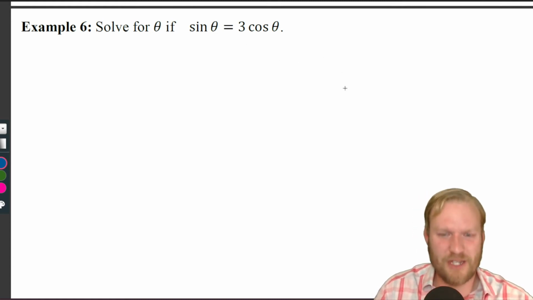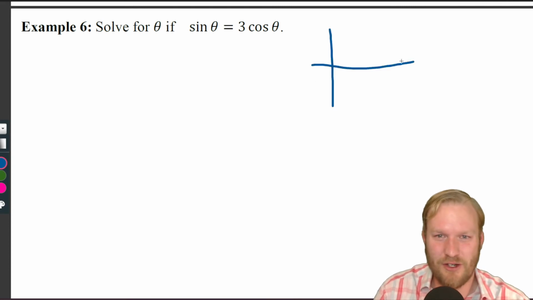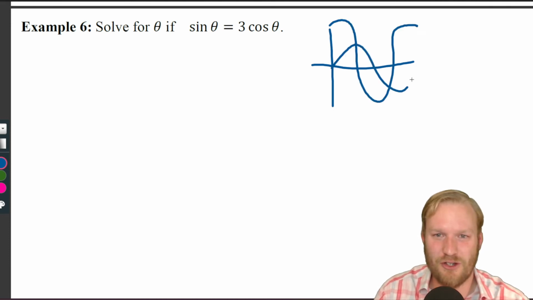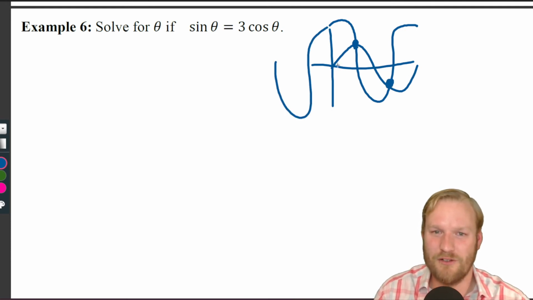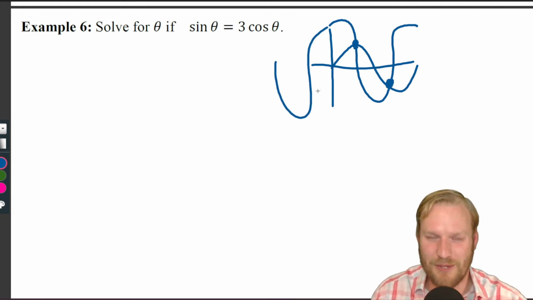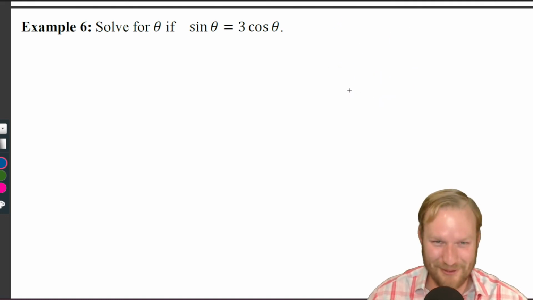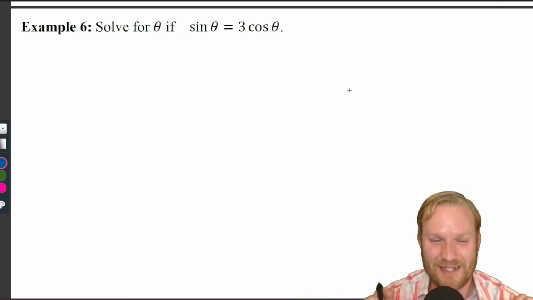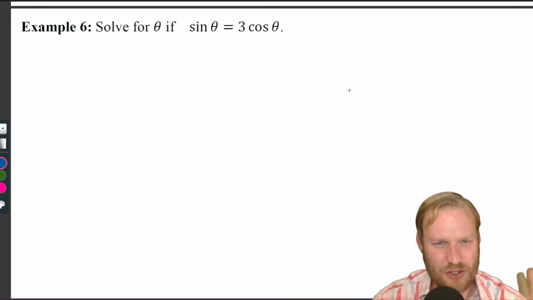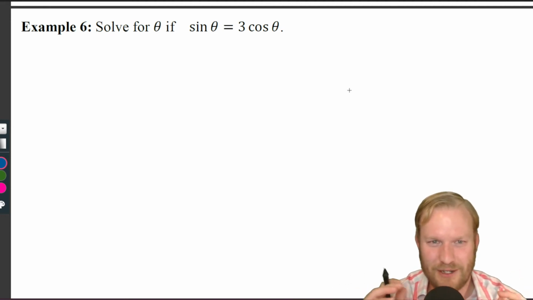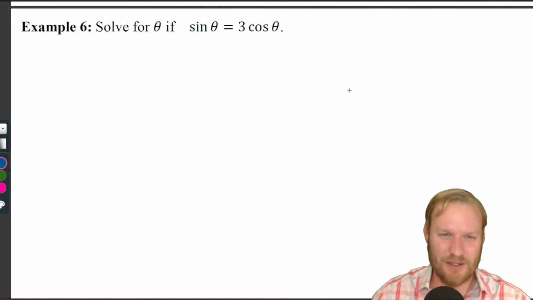Now, we could picture this again if we wanted to: sine theta looks like that, cos theta looks like that, so 3 cos theta is stretched. So when are those two graphs equal to each other? Well, it looks like over there, and of course, the graphs would continue, and my drawing got a little bit atrocious, so I'm just going to hastily move all of that away. Fortunately, we don't need to draw them, because we can solve these by using a nifty little trick in some ways.